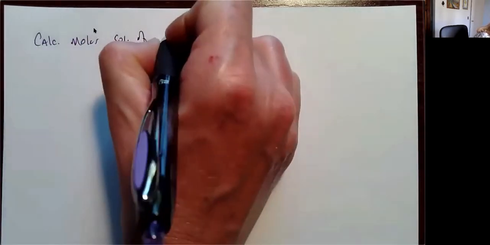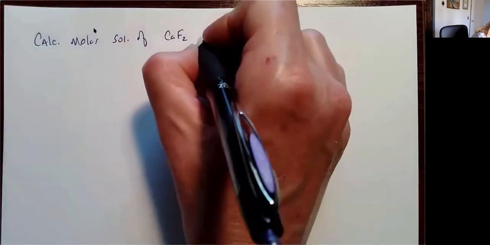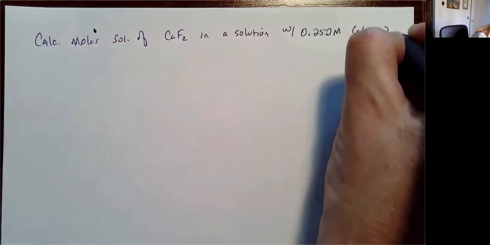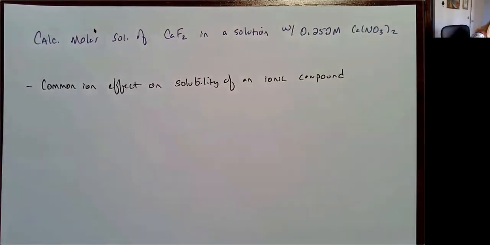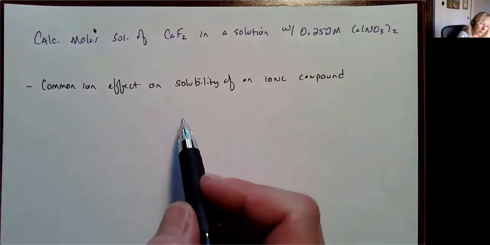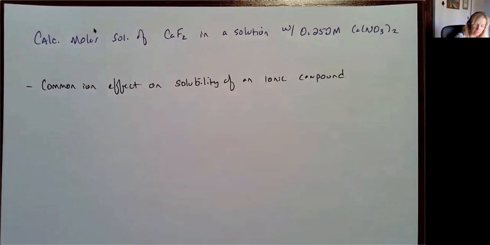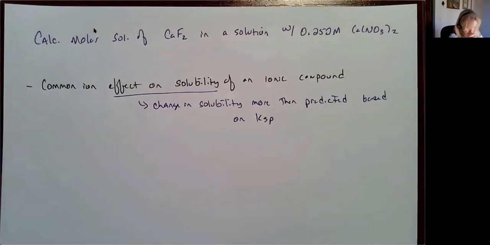So we've been looking at the solubility of these compounds just in pure water. What if I have a compound now where it's not just in pure water? So let's say I want to calculate my molar solubility of calcium fluoride in a solution where I don't just have pure water, now I have a solution that has something else. This is called the common ion effect, which means I'm going to see a change in my solubility more than what I would predict just based on my KSP. So let's look at what's happening.